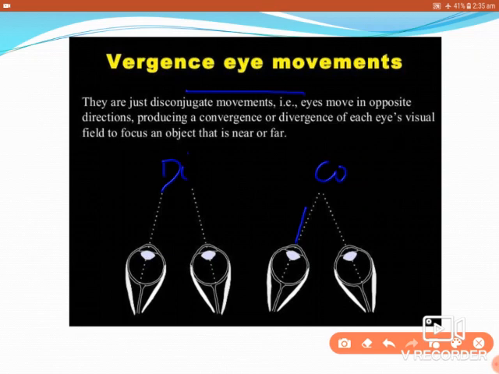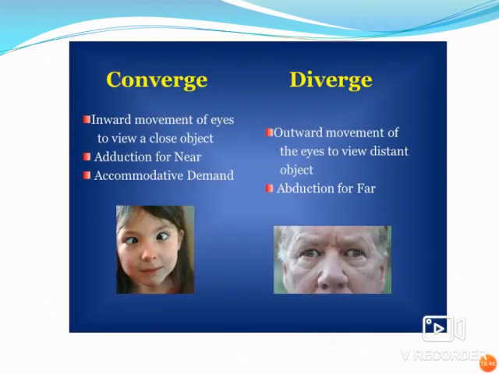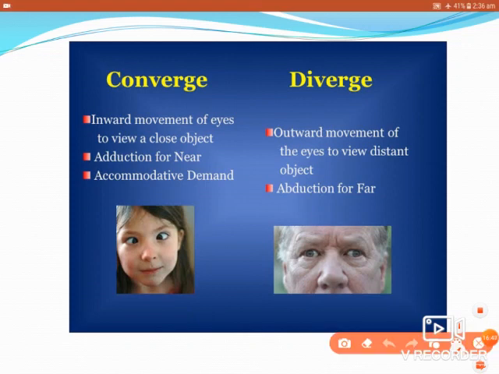Okay. Here you can see the first figure, that is the convergence. Both these eyeballs move medially, in opposite directions. In divergence, the eyeballs move laterally, in opposite directions.